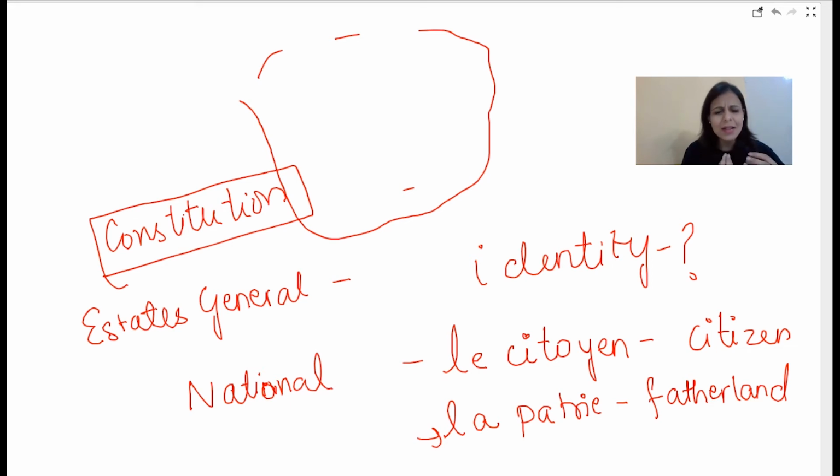So there was little difference, but more or less they were able to convince the king, you have your States General, and this is our own body, the National Assembly, which we can connect to. So I hope these three things are clear to you.